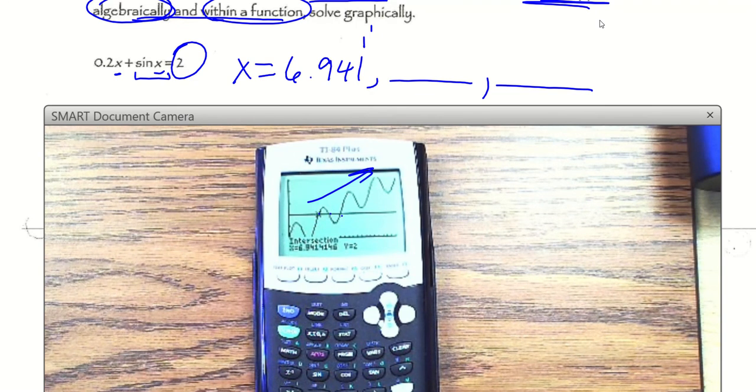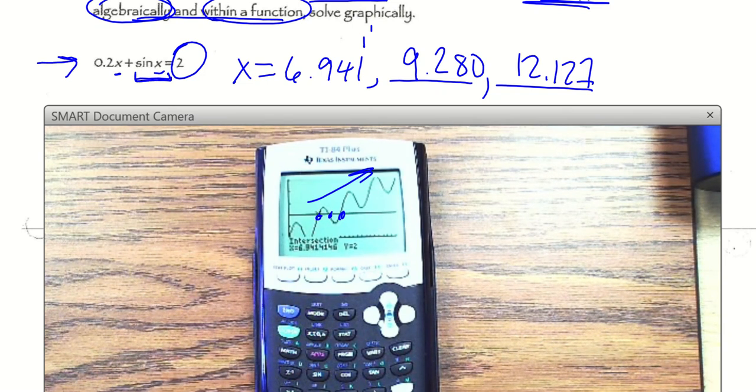And if I did that, I'll just give you those answers. We would get 9.280 and 12.127, which are the locations of all 3 of these intersection points. So again, just to recap here, we were trying to solve for x when x was both inside of a function and connected algebraically through our normal algebraic operations. And just not being able to solve that algebraically, we solved it graphically with the aid of our calculator.